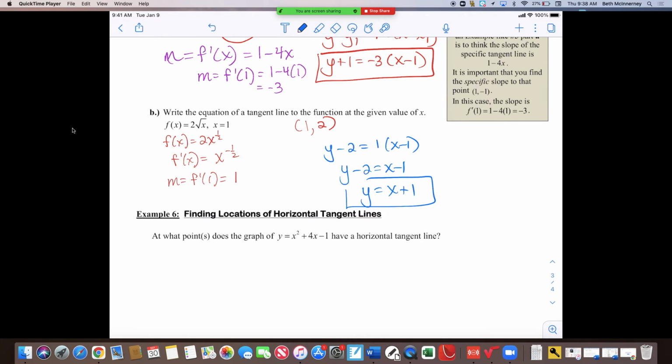All right, give me thumbs up. How are we with equations of a tangent line? We're getting it? Okay. All right, example 6.